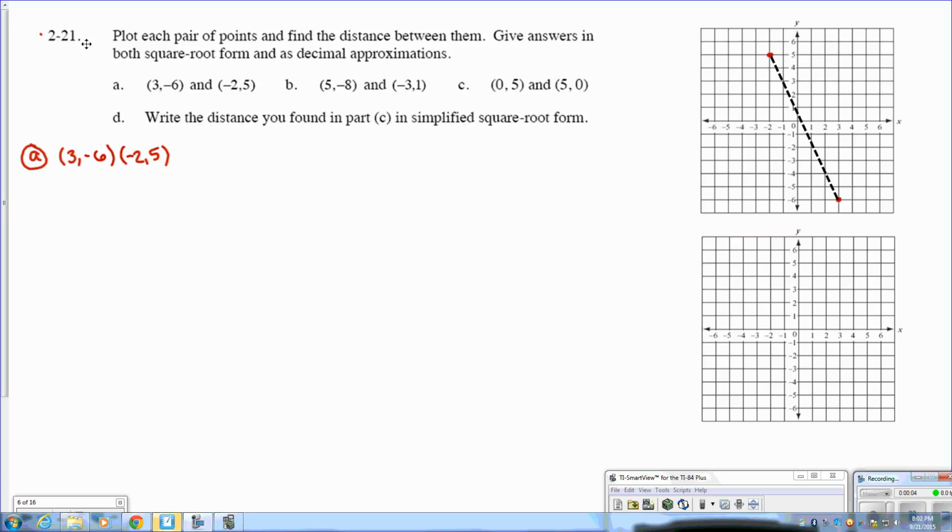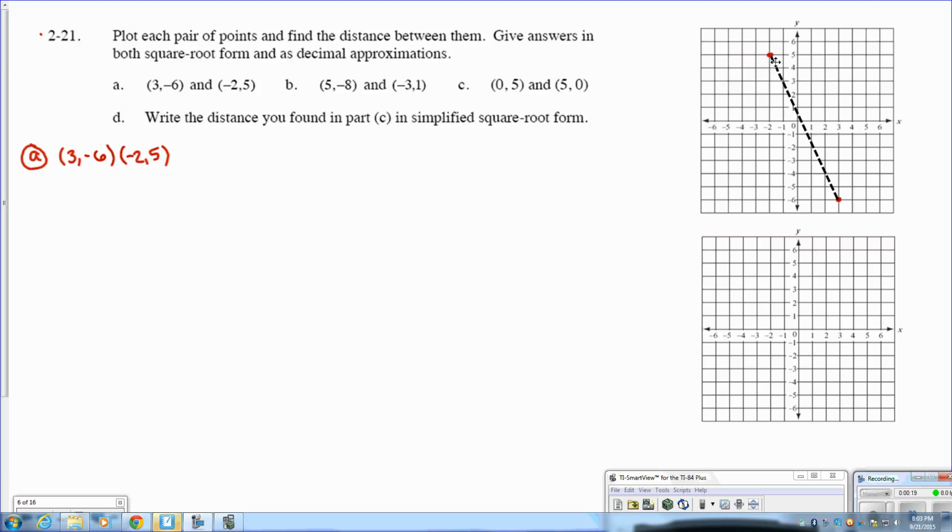Problem 2-21. Plot each pair of points and find the distance between them. Give answers in both square root form and as decimal approximations. Letter A, 3, -6, and the point -2, 5.